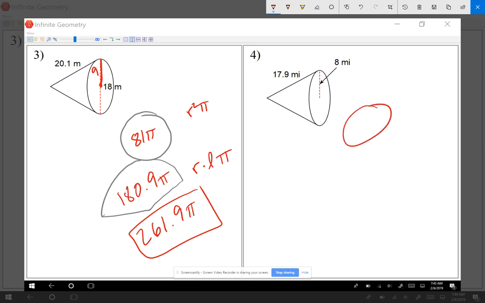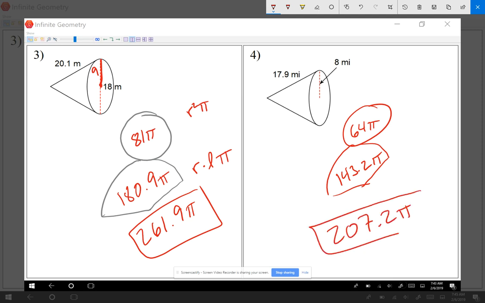Same thing for number 4. I hope cones are not that difficult. The radius is 8. So number 4, I am giving you the radius. The radius is 8. So I'm going to say the circle is 64 pi. Right? 8 squared. Looking at the bottom part, I will go 17.9 times 8. That gives me 143.2 pi. I'm going to add my areas, and that gives me 207.2 pi.